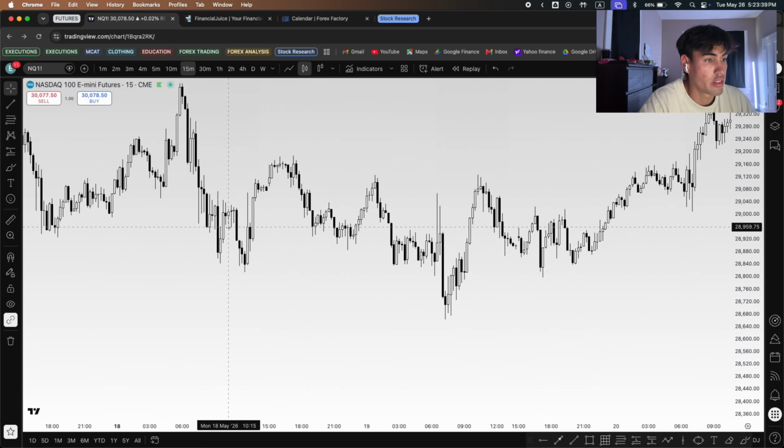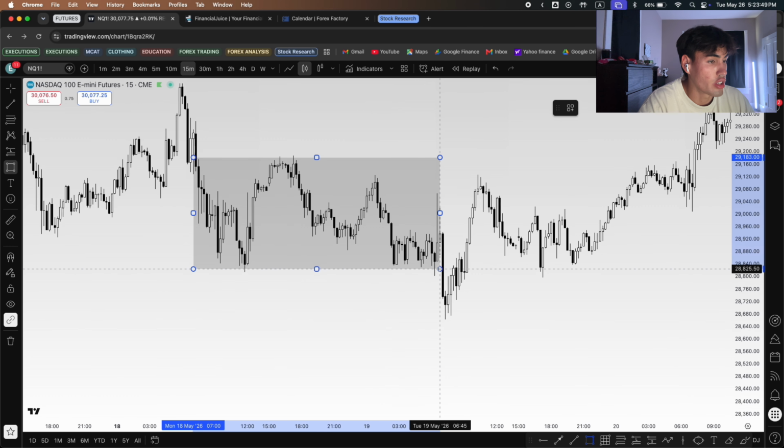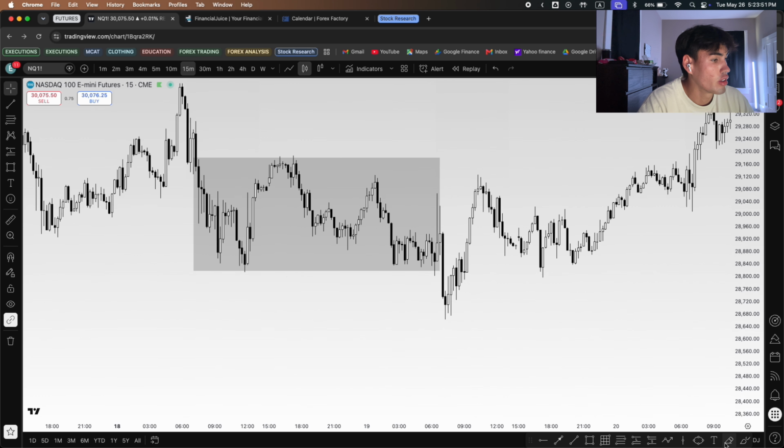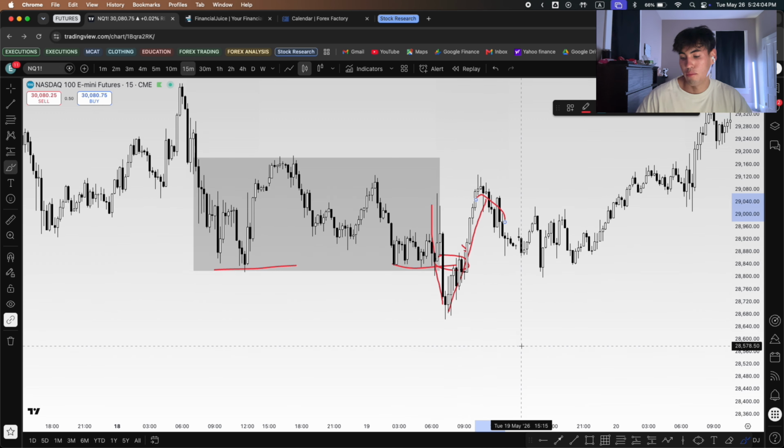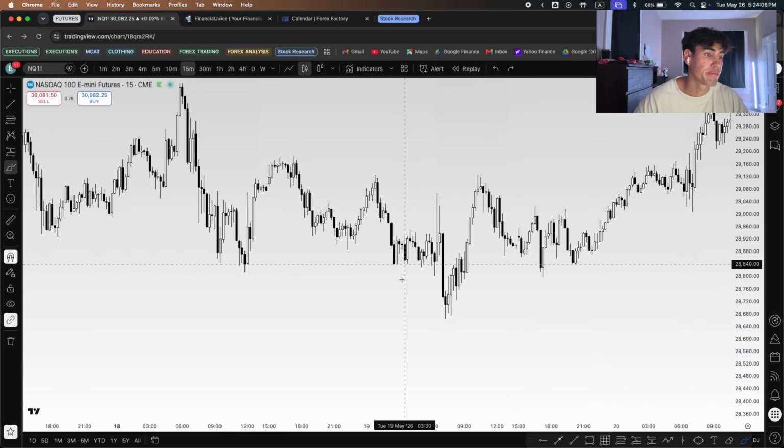Here's a very nice example of manipulation and distribution. So as you can see right over here, we have pretty much an accumulation leg off this. We eventually sweep out these lows resting over here and over here, and we get a nice inverse off this candle right here to eventually head higher. You can capitalize off of that.